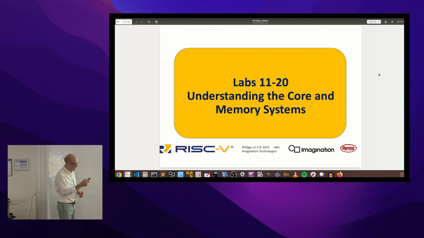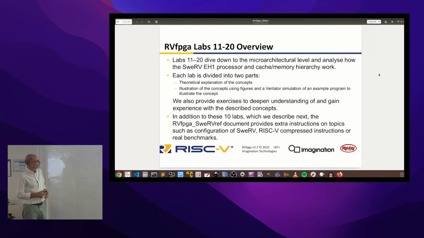to 20, which are about the core and the memory hierarchy. Each lab is divided in two parts. There's first a theoretical explanation of the concepts, and then the illustration of the concepts using mainly a very later simulation of an example program. We also provide exercises to deepen understanding of the described concepts.